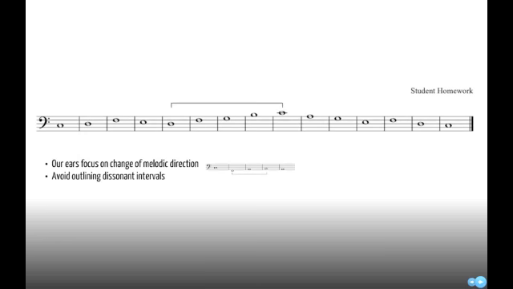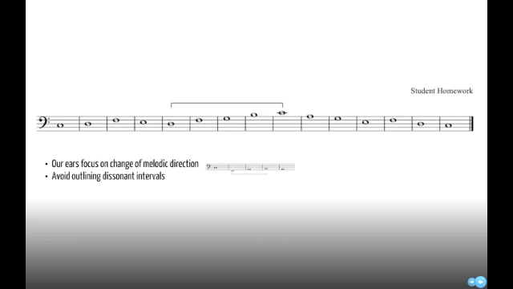So you can see the fragment that I'm talking about outlined here on the screen, and it's something I touched on briefly in the first day of class, but what's important to note is that our ears are drawn to these key moments in the melody that are the point around which the melody changes direction.